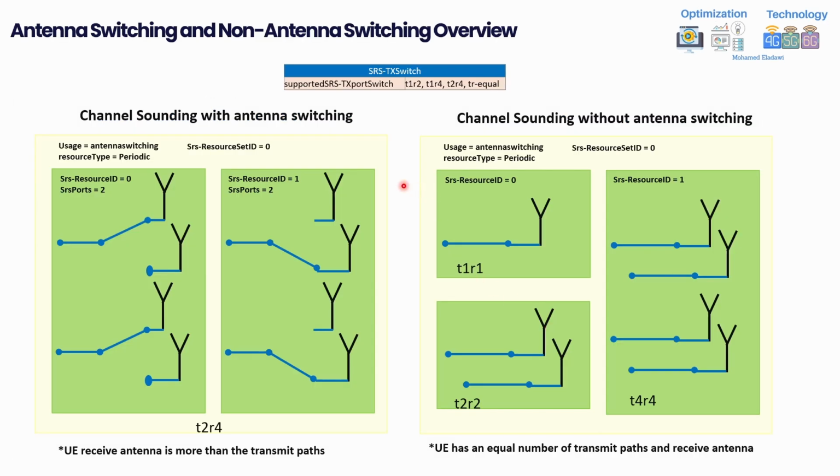Okay, moving forward, this is just to explain more about antenna switching. Here I'm giving on the left an example of antenna switching, for example for T2R4, or 2 transmission and 4 receiver.